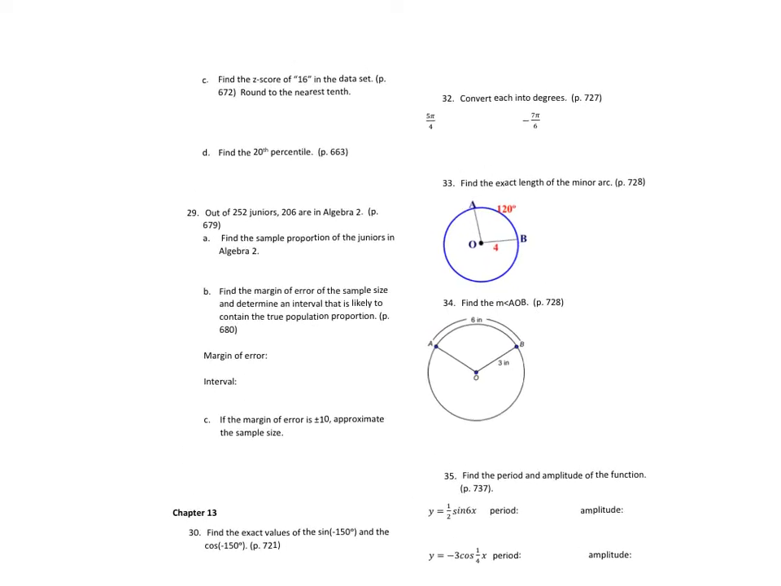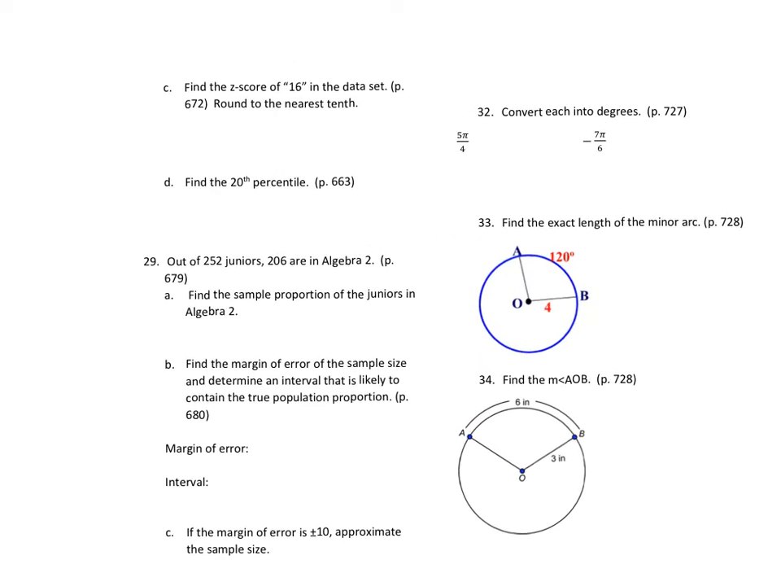Okay, letter C. Find the z-score of 16 in the data set. So the z-score formula is your data minus the mean, which is 16.9, and you divide it by the standard deviation, which was 2.9. I have rounded these values to the nearest tenth. You could be more accurate if you kept these numbers to maybe 5 or 6 decimal places. So 16 minus, I'm just going to do the tenth.